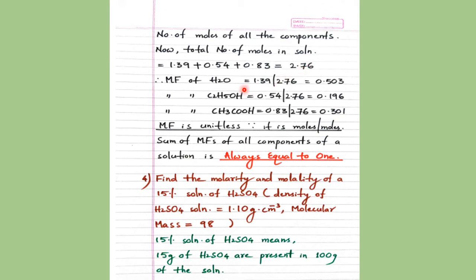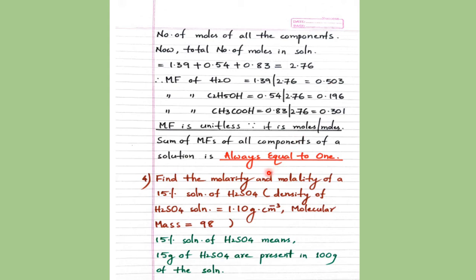The mole fraction of water is the number of moles of water by the total moles of water, alcohol and ethanoic acid. If you add the mole fractions of the water, alcohol and the acid, you will get exactly 1, because the sum of mole fractions of all components of a solution is always equal to 1. And here we don't have any unit because mole fraction is moles by moles, which cancels, so it is unitless.